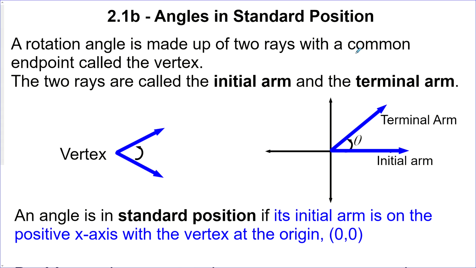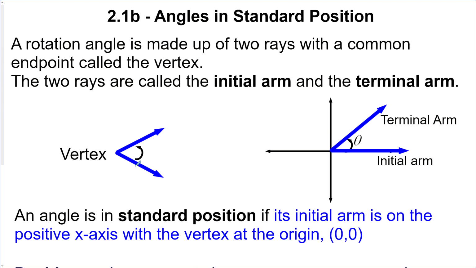2.1b, angles in standard position. A rotation angle is made up of two rays with common endpoint called a vertex. It's the corner here. It doesn't have to be two rays, it could be two line segments or two lines or even planar surfaces. The two rays are called the initial arm and the terminal arm.